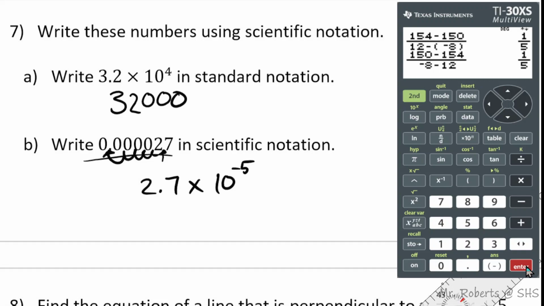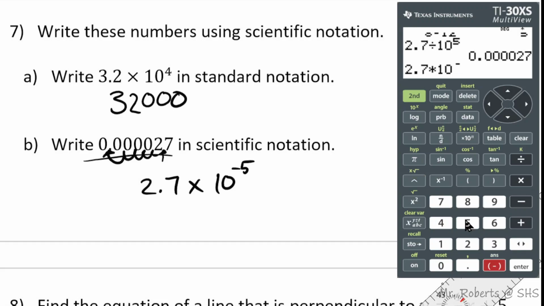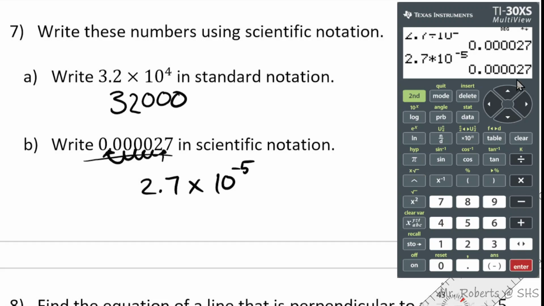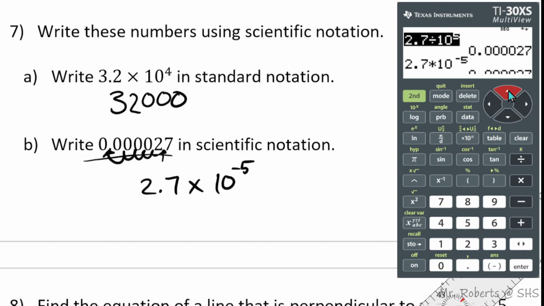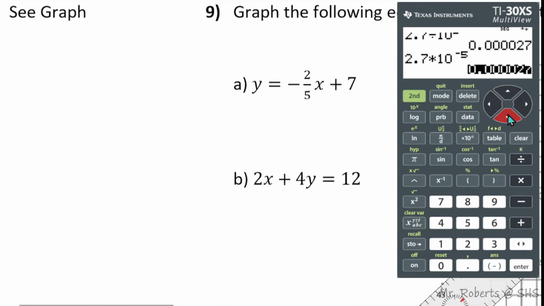So that's the number. And I didn't even think about this, but I could go 2.7 divided by 10 raised to the positive 5th power. Yeah, it's the same. Or I could go 2.7 times 10 to the negative fifth power. It's the same, right? So this is kind of cool because if I'm dividing by 10 to the fifth, that means the 10 to the fifth is in the denominator. That would be the same as multiplying by 10 to the negative fifth. It's a good day.